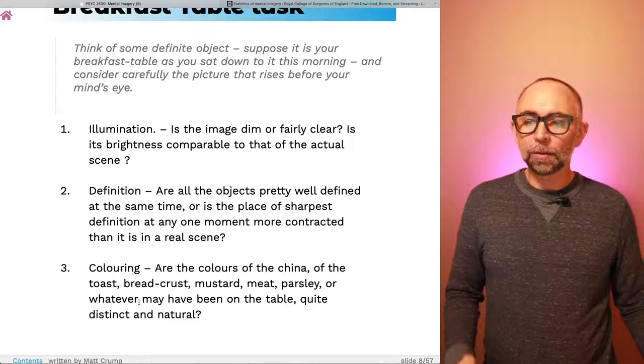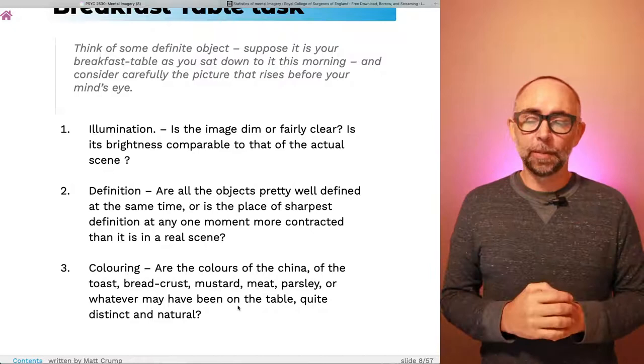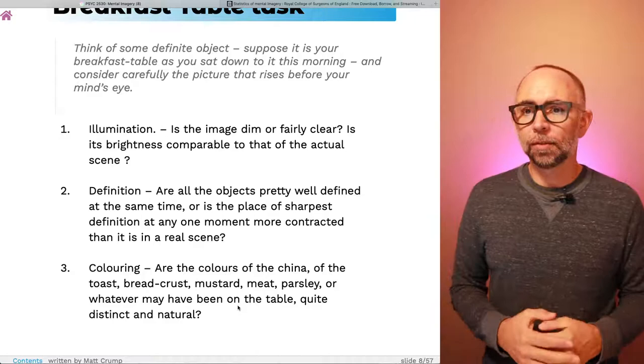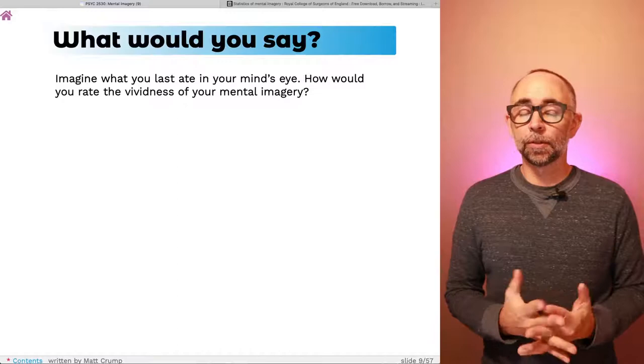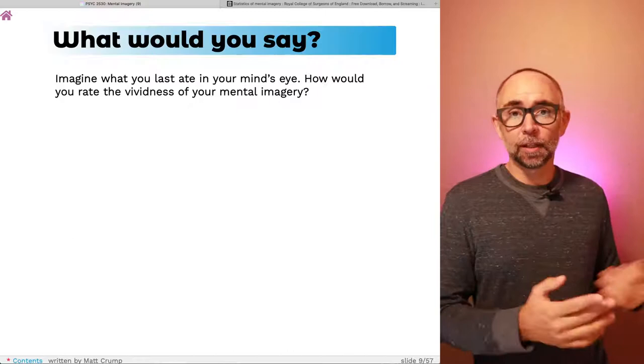Were the colorings distinct? So he wants people to answer about all of these questions, which is a way of using words to describe the quality or the vividness of their mental imagery. So one thing to consider here for yourself is, what would you say if you took 5 minutes or 2 minutes to sit, to close your eyes, let's say, and imagine what you had for breakfast?